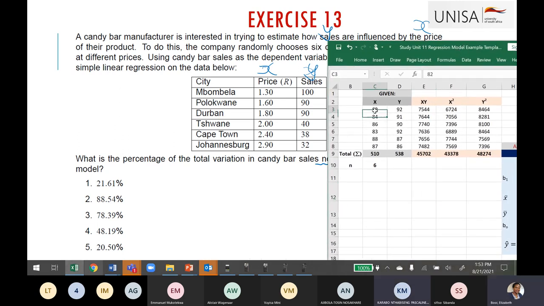Capture the data. .30. This is very tricky because it's got the decimal points. Type 1.80. 2. I'm not gonna do 2.0 just because of time. 2.4 and what did I skip? Oh, 2.9, 100, 90, 90, 40, 38, 32.